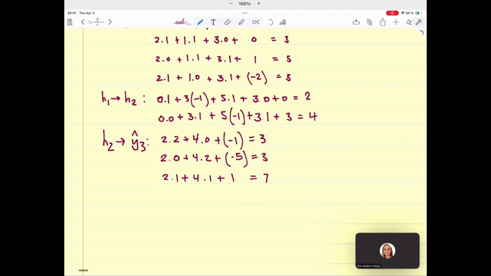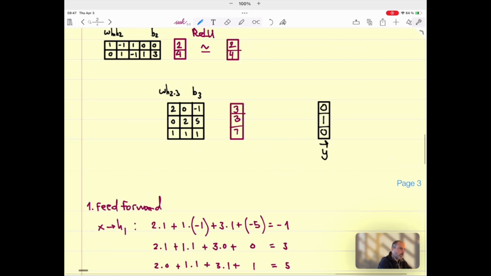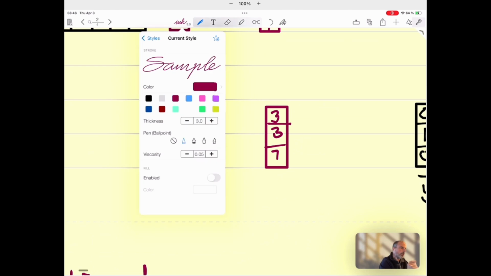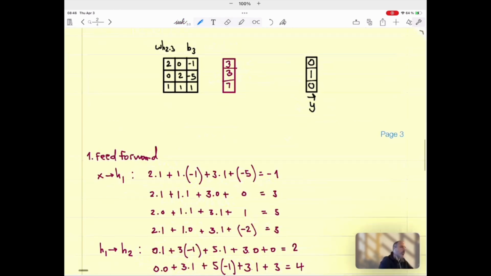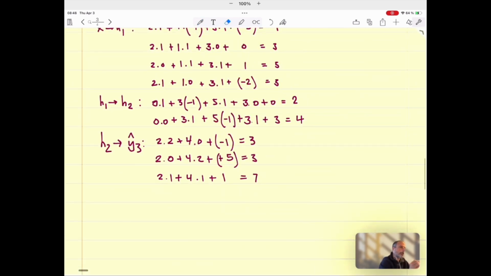Wait. Yeah, it's a 5 plus 5. Yeah, you're right. Is it minus 5? No, I want it to be a minus 5. Yeah, I changed this, okay? But thank you. I want it to be a minus 5. I want it to be a 3.